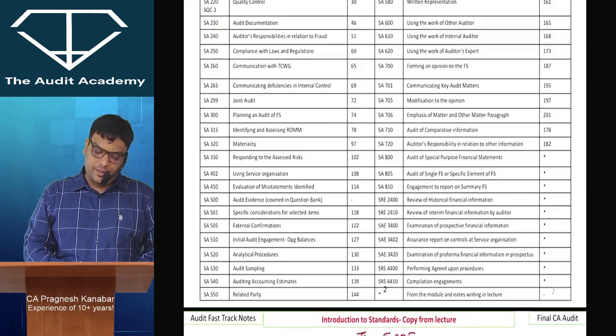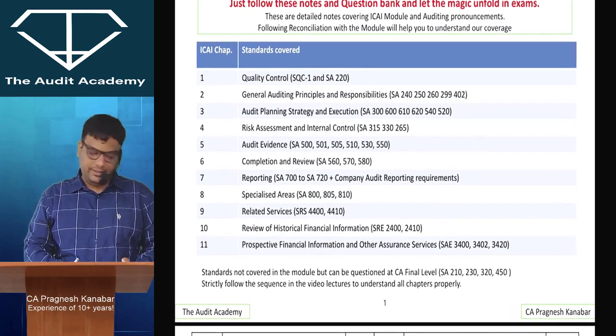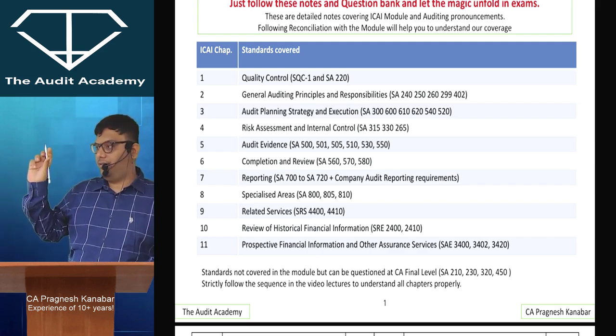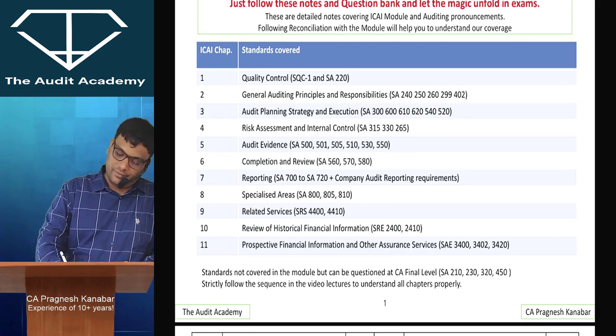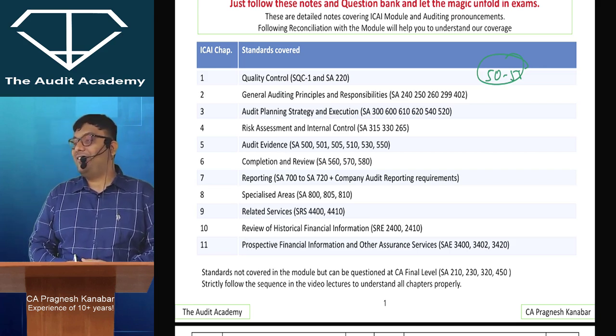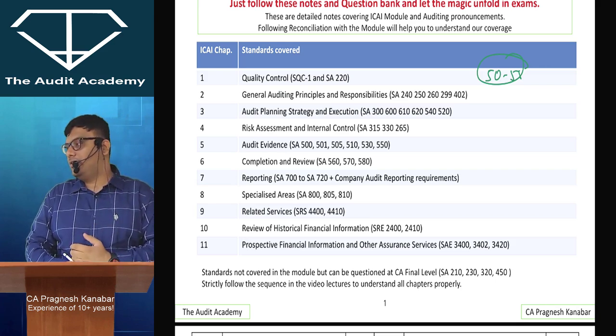Listen to me. I just forgot to give you the exact weightage of the entire syllabus. For these 11 chapters, ICAI has uploaded one weightage PDF on its website, if you have seen that. For 11 chapters, they have given a combined weightage. Straight away said 50 to 55 marks for all 11 chapters combined. That means they don't want to give you the exact weightage chapter wise. And in May 24, it was asked for 60 marks.